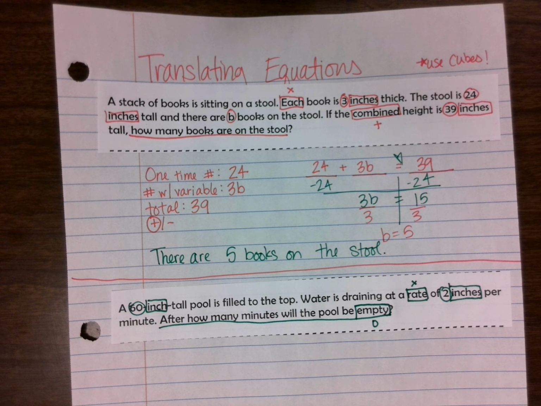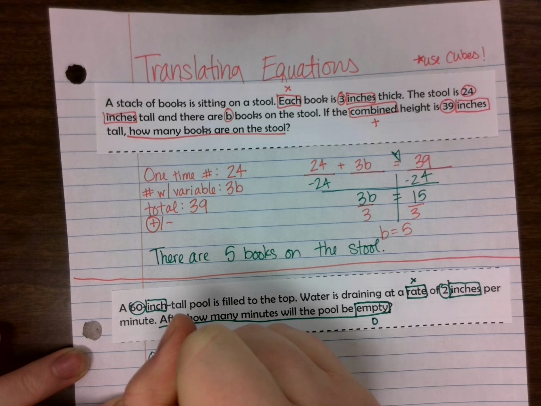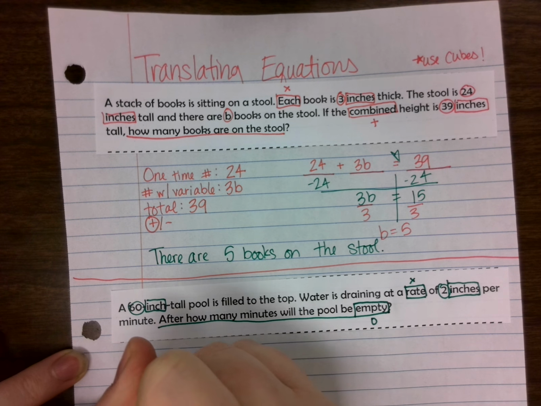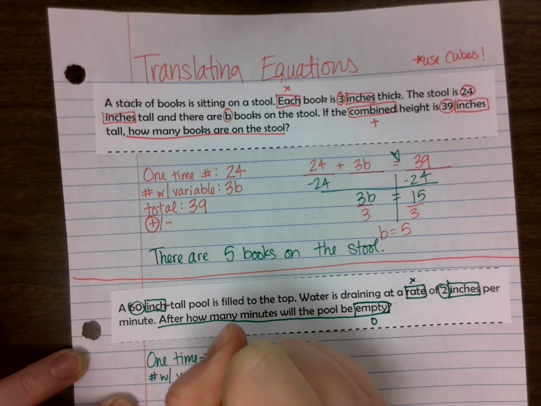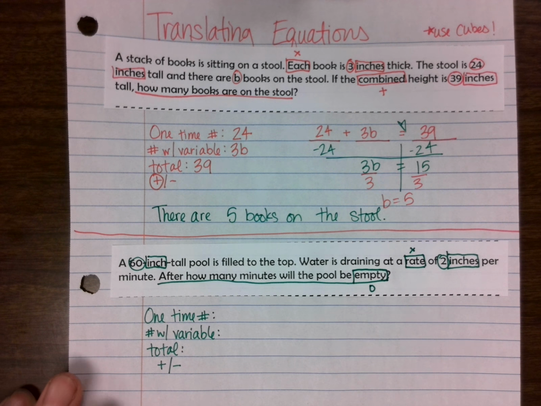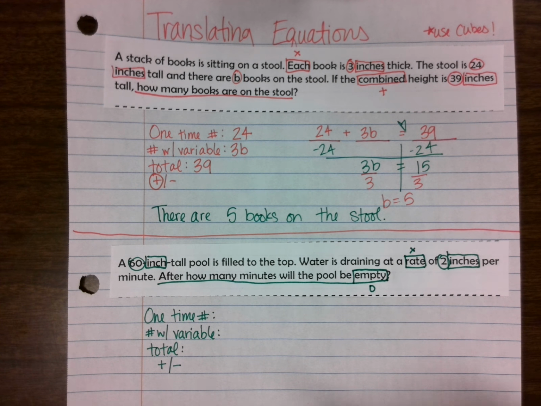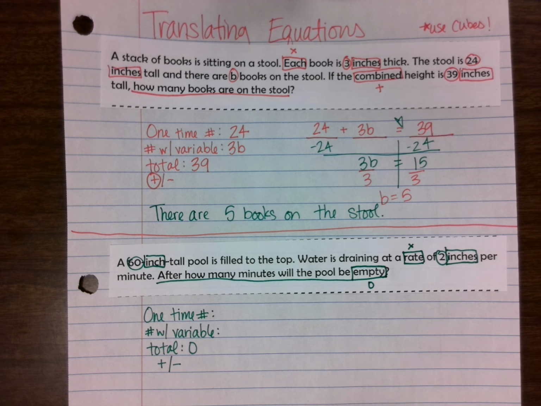So let's turn it into an equation and solve. So again, we want to pick out our one-time number, our number with a variable, our total, and figure out, are we adding or subtracting? Like I told y'all before, I think the total is the easiest number to start with. What would our total be? What are we trying to get to? We want our pool to be empty, so our total here is going to be 0.